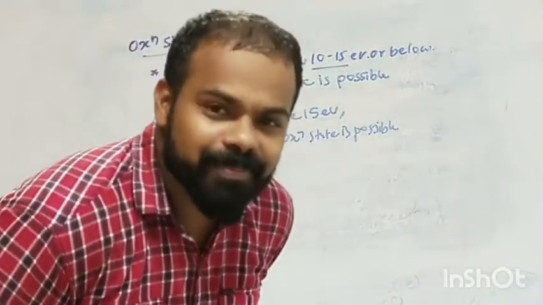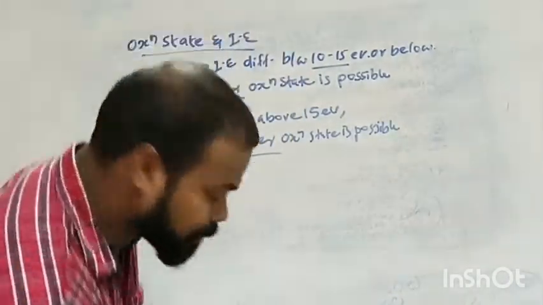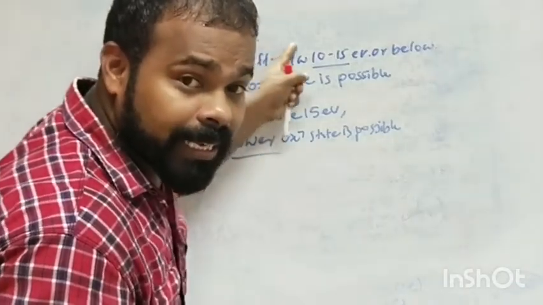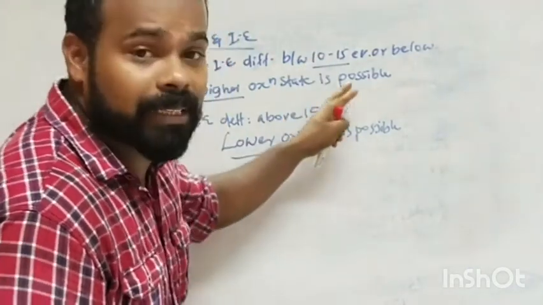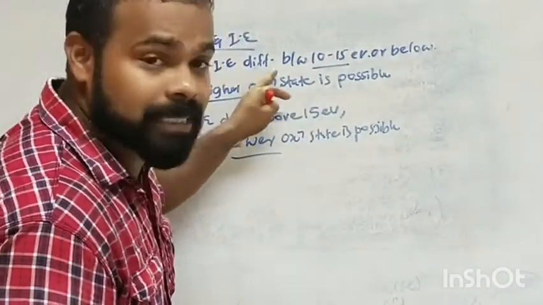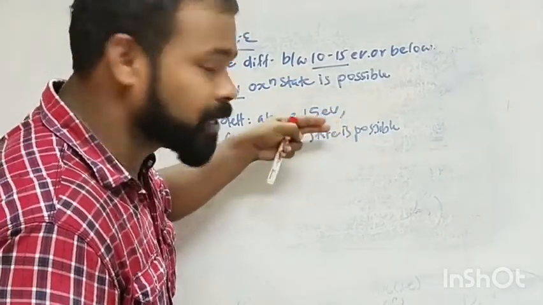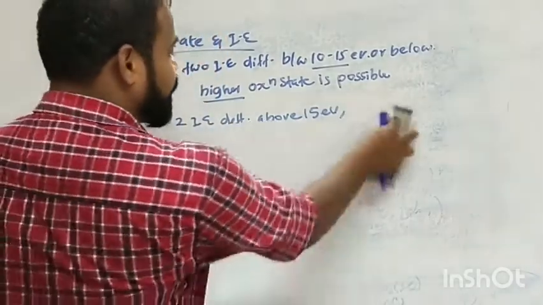Do you get it? Okay, just listen, I will explain how we can explain that. Keep in mind, the difference between two ionization enthalpies is between 10 to 15, otherwise below that, then the higher oxidation state is stable. It may be above 15, with 20, 25 eV differences, then a lower oxidation state is possible.